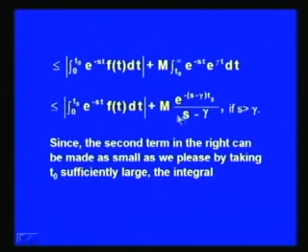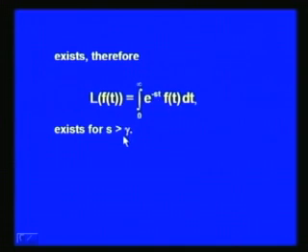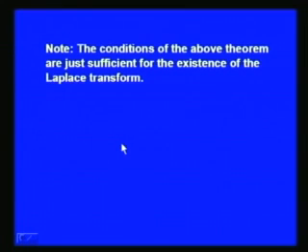And the second term here, that is e to the power minus (s minus gamma) into t naught over s minus gamma, can be made as small as we please by taking t naught to be sufficiently large, and therefore, the integral t naught to infinity e to the power minus s t into e to the power gamma t dt exists, and thus the Laplace transform of f(t), which is the integral 0 to infinity e to the power minus s t f(t) dt, exists for all values of s greater than gamma.